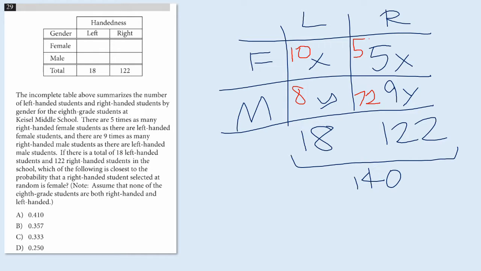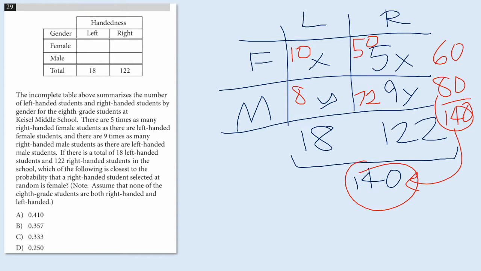Okay, let's total up the rows. So I have 60 for the first row, and I have 80 for the second row. Together, that gives me 140, which, lo and behold, is the same as 18 plus 122. So I know that those values in those cells are correct. I'm really happy about that.